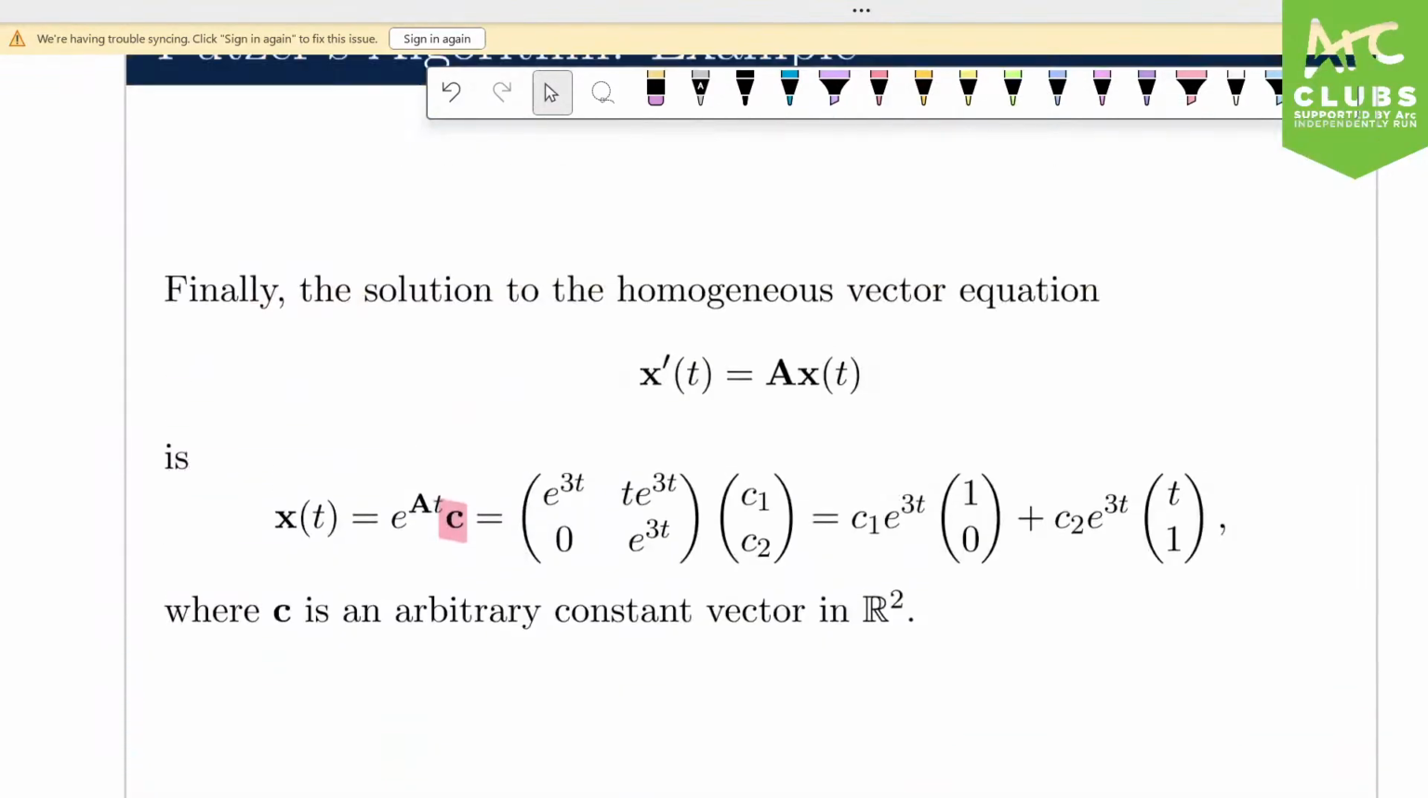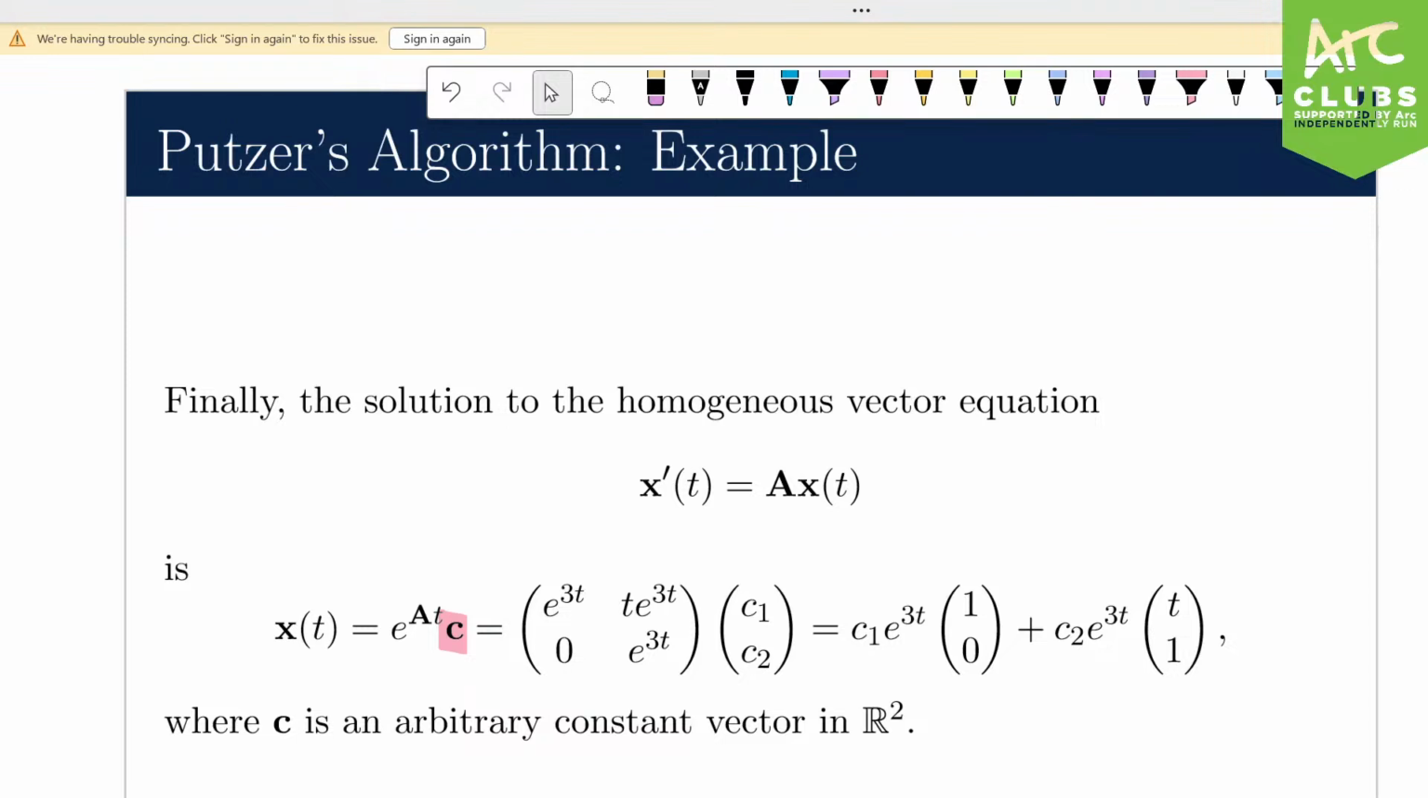So we just go there and we do this matrix multiplication, and we end up with this as our solution. Notice that this here is an eigendirection. So if you draw the phase portrait of this, you're going to get a straight line. And then this here has a t in it, so it's not an eigendirection. And then c is some arbitrary constant vector.